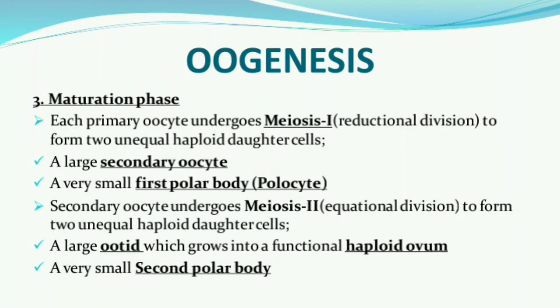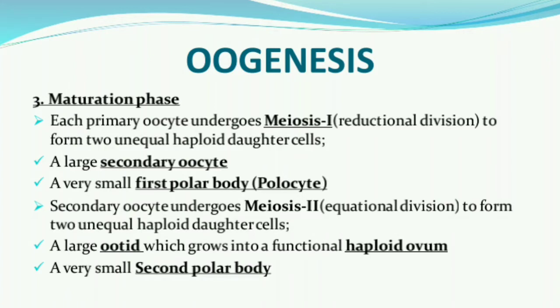Now moving on to the third stage, that is maturation phase. What happens in this phase? Each primary oocyte now undergoes meiosis 1. Now meiosis 1 is reductional division, so it will lead to the formation of 2 unequal haploid daughter cells. Now one large cell is known as secondary oocyte, and the one which is very small is known as first polar body. It is also known as polocyte.